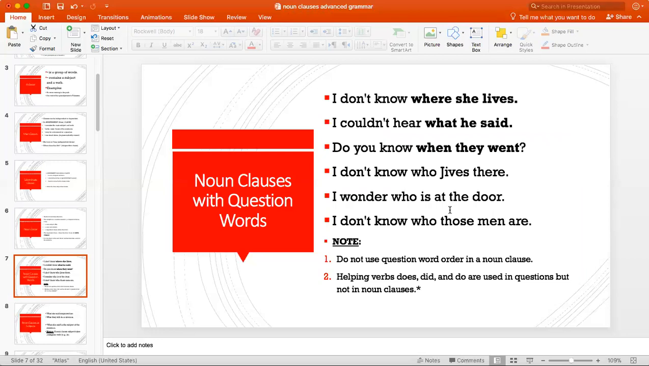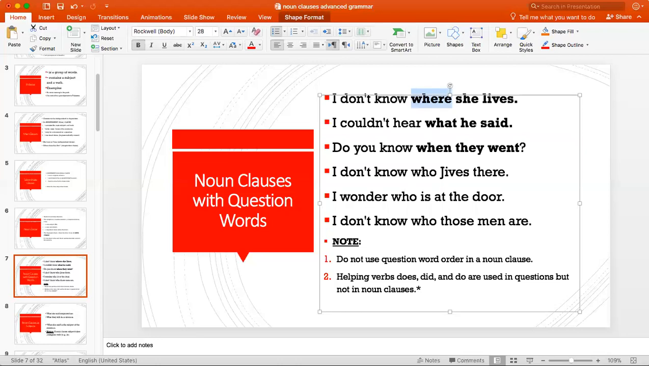Now we usually use noun clauses with question words, and you have to be careful in this regard. If you look at these words, where, what, when, who, most of them, in question format, should be followed by the auxiliary verb. You say, where does he live? What did he say? When did he go? Remember, after do, does, did, you have the infinitive. It's not necessarily the verb to do. Where can I see him? What was he doing? When will he leave?